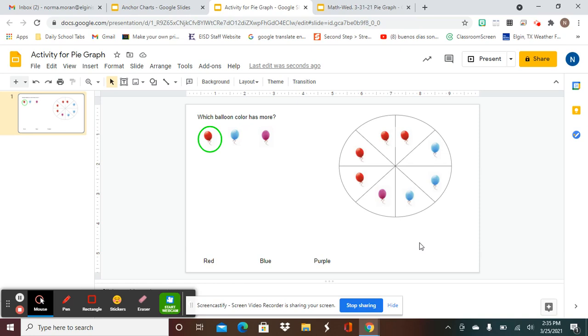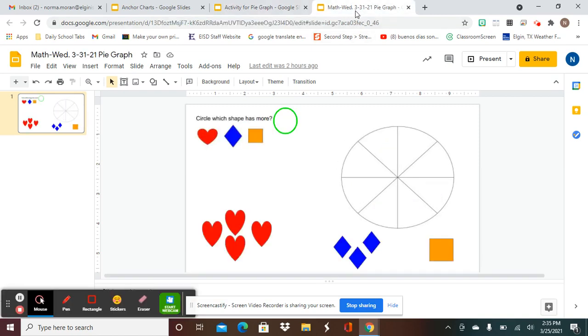Okay? All right, so now that we did that activity, let me talk about your homework. Now you're gonna have the opportunity to practice with a pie graph. So first I'm gonna read the question. Up here it says, circle which shape has more. And you're gonna move this circle to the one that has the most. It's either gonna be the heart, the rhombus, or the square. But before we answer that question, I want you to do the pie graph first. And this is the information or the data that you're going to use down here. Not this, but down here.